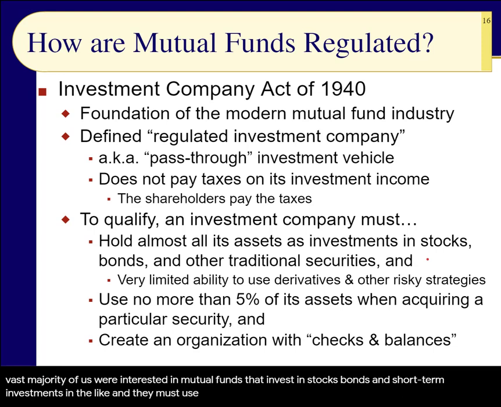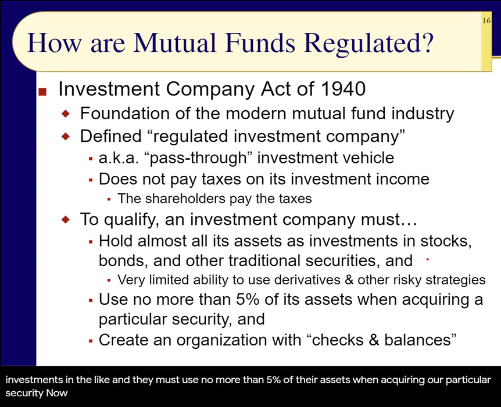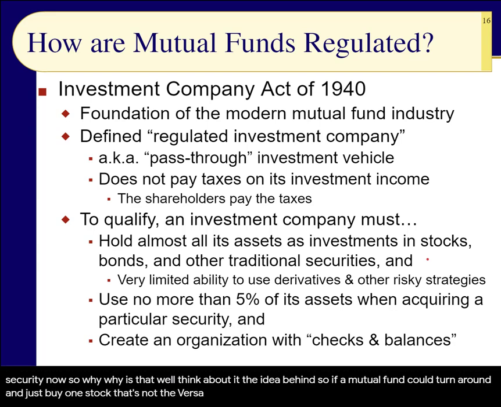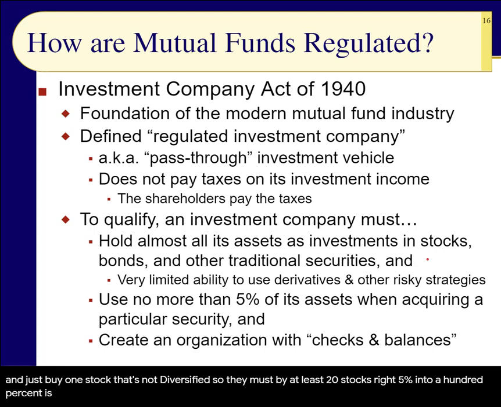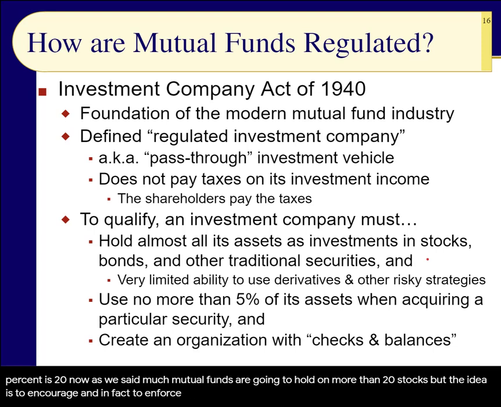And they must use no more than 5% of their assets when acquiring a particular security. Now, why is that? Well, think about it. The idea behind a mutual fund is diversification. So if a mutual fund could turn around and just buy one stock, that's not diversified. So they must buy at least 20 stocks, right? 5% into 100% is 20. Now, as we said, most mutual funds are going to have a whole lot more than 20 stocks. But the idea is to encourage, and in fact, to enforce diversification, which is one of the main reasons why we buy mutual funds.